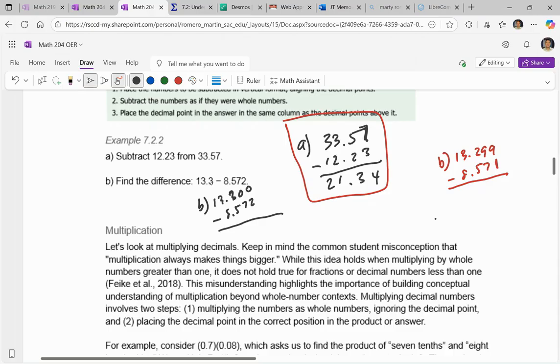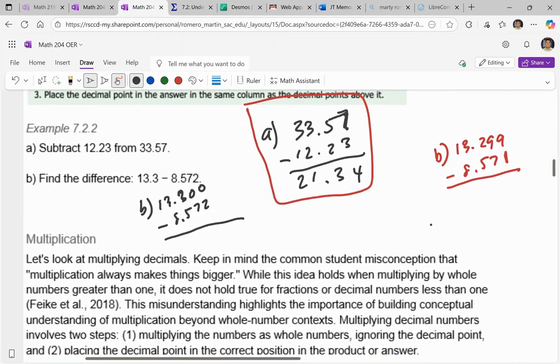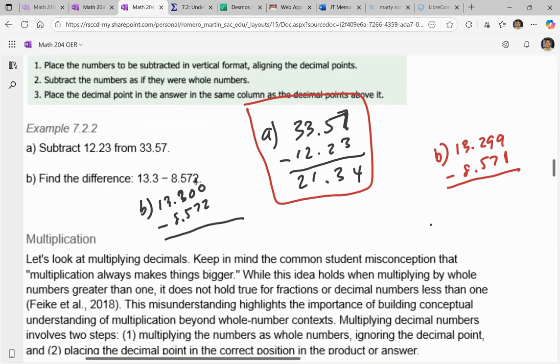Now, this one, 13.3, we need to add some trailing zeros and then subtract. Now, we have to borrow or regroup in this case, so it's not always an easy task to do that. So we need to turn that to a 10. 10 minus 2 is 8, right?